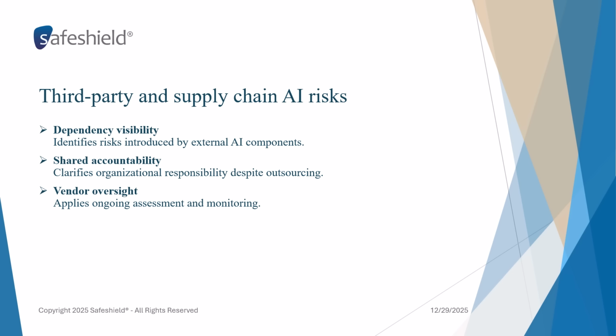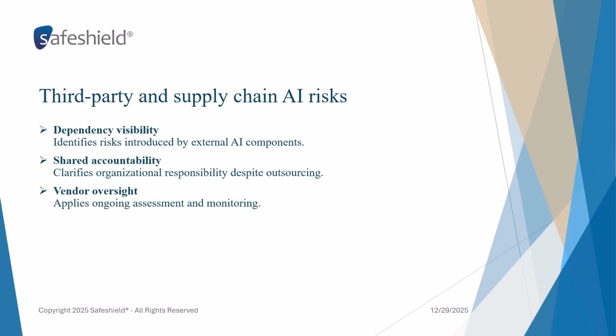Artificial intelligence systems frequently depend on third-party components, including datasets, pre-trained models, cloud platforms, development tools, and fully managed AI services. The NIST AI Risk Management Framework recognizes that these dependencies introduce supply chain risks that require explicit and ongoing management. Reliance on external providers does not transfer responsibility for AI outcomes away from the deploying organization.